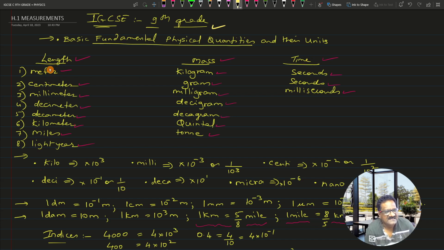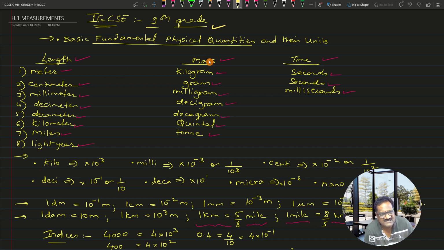Now, length can be measured in meter, centimeter, millimeter, decimeter, decameter, kilometer, miles, light year. So there are so many ways in which length can be measured. These are known as the units. Length is the fundamental physical quantity, and these are all the units of length that can be used to measure various lengths. Meter, centimeter, etc.